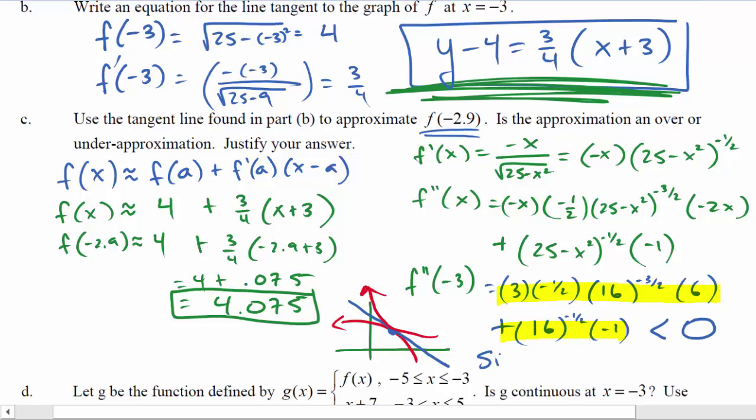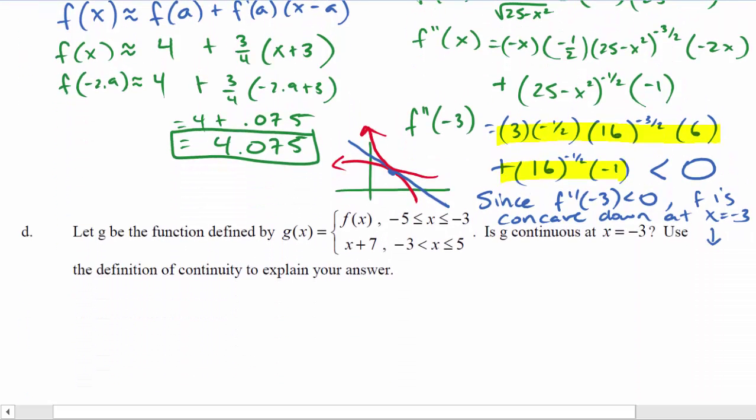So, since f double prime of negative 3 is less than 0, f is concave down at x equals negative 3. I'm going to squeeze this in right here. And therefore, our answer is n. Well, be careful because if it's concave down, that means the tangent line is always above. Therefore, an over approximation.